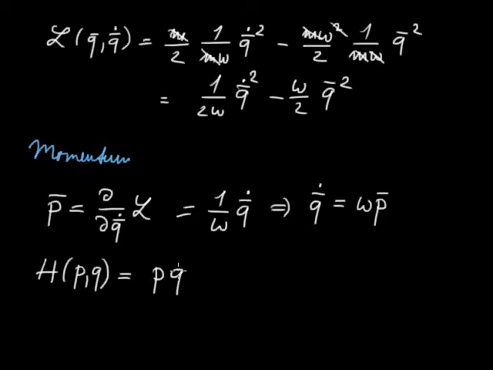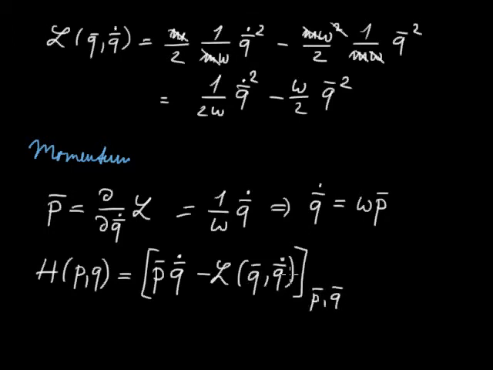It's p bar multiplied by q bar dot minus the Lagrangian in terms of q bar and q bar dot. That's how we have it all expressed. But now in this formalism, everything has to be expressed as functions of p bar and q bar. So here I had q bar and q bar dot, and here I have p bar, but everything including q bar dot has to be expressed in terms of these two.